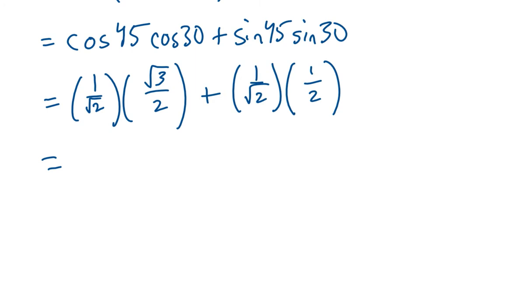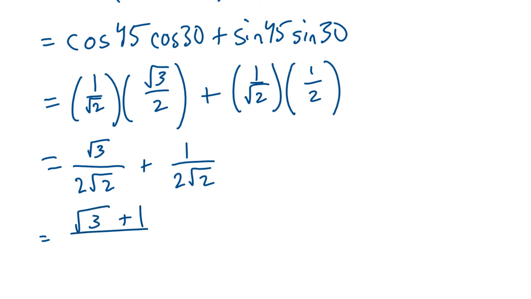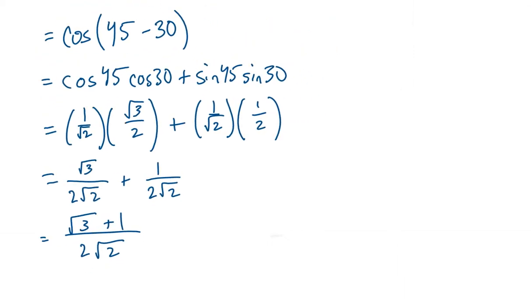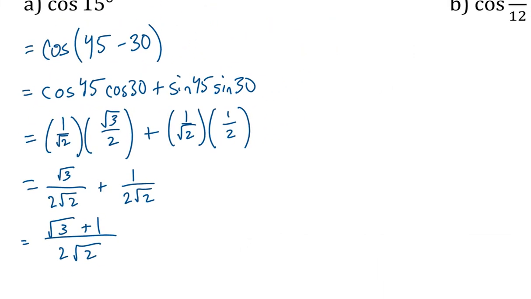So now doing the fraction math, this works out to root 3 over 2 root 2 plus 1 over 2 root 2, which is root 3 plus 1 over 2 root 2. And again, as you're going through the practice, you will see that all of these questions have a very similar form in their final answer. They all kind of look like this. They're not all exactly the same, but they're very similar.